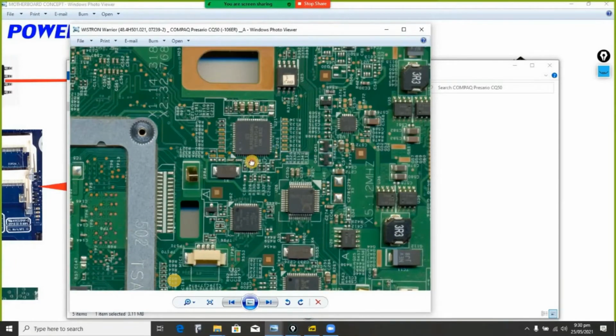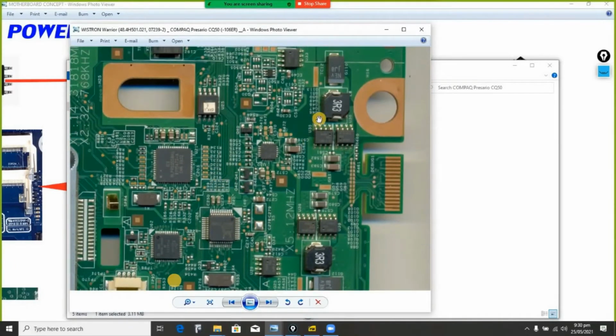in the schematic. If you check here carefully, these two are closer to each other, and this is the power IC in between. Mostly this power IC will be in between the 2 coils, and with that you can easily identify they are together.